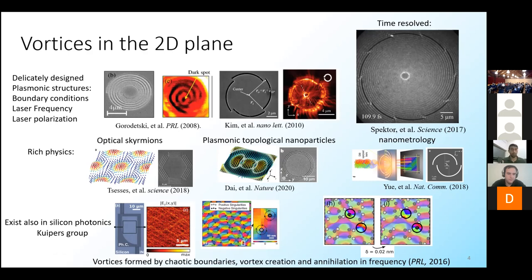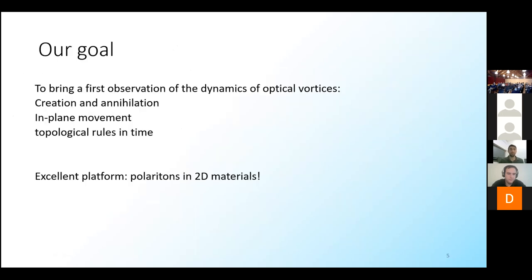And although there was such a large body of research about optical vortices, their dynamics in time, so their temporal behavior, was still never measured. So our goal is to bring the first observation of the dynamics of optical vortices, and specifically to see in time how optical vortices can be created or annihilated, or see their movement in plane, and just ask whether the topological rules are conserved in time. And we found that an excellent platform to answer these questions is polaritons in 2D materials.